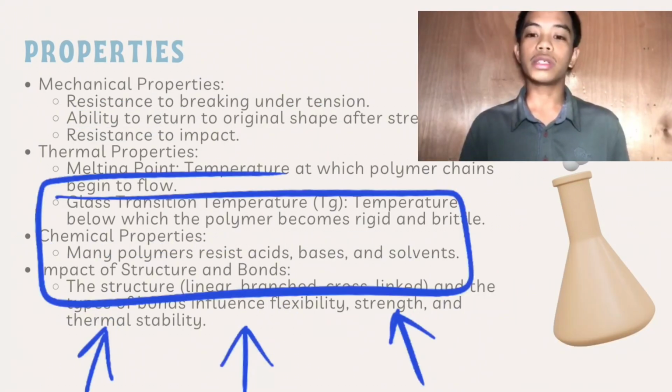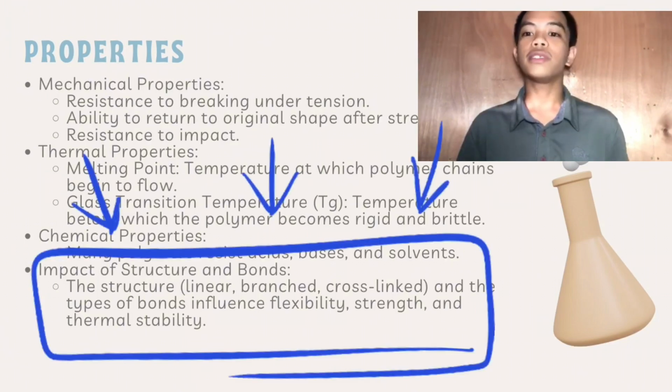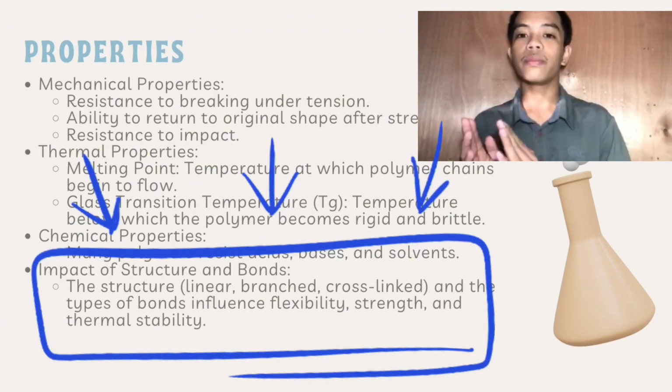And the third one is chemical properties. Chemical properties is the resistance to acids, gases, and solvents. And the last one is impact of structure and bonds. Impact of structure and bonds is that it influences flexibility, strength, and thermal stability.